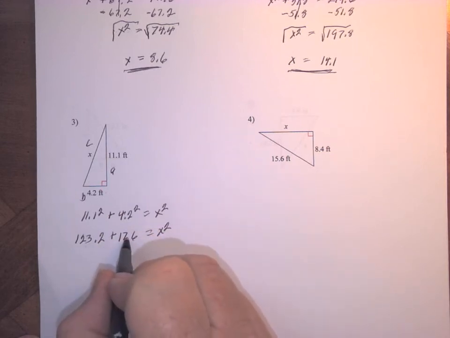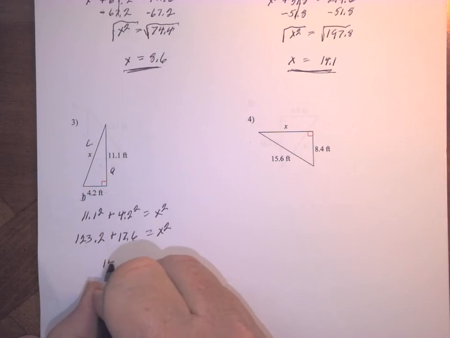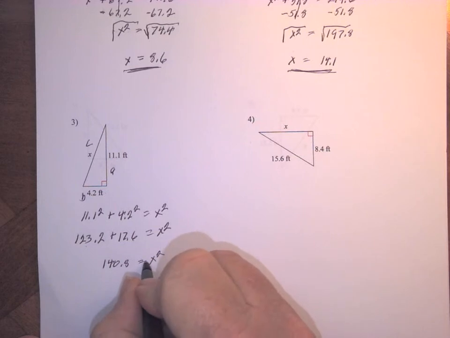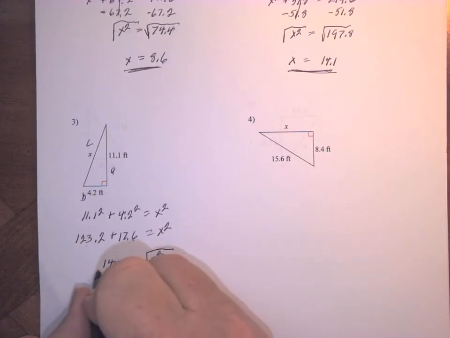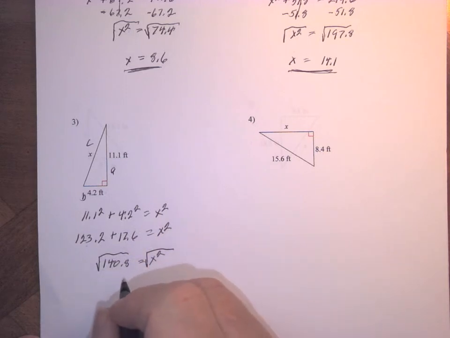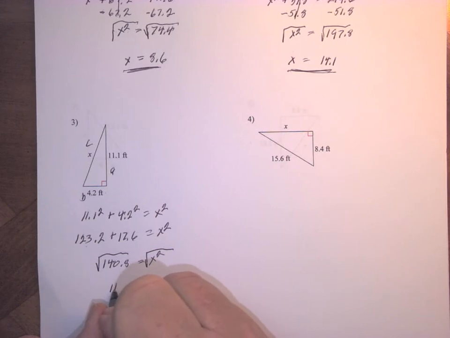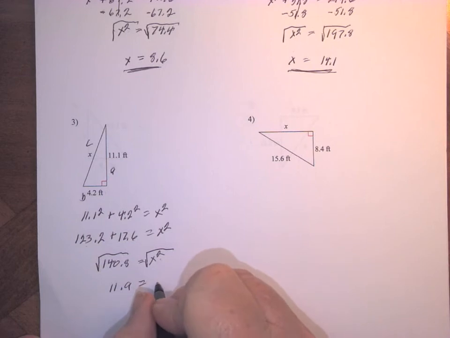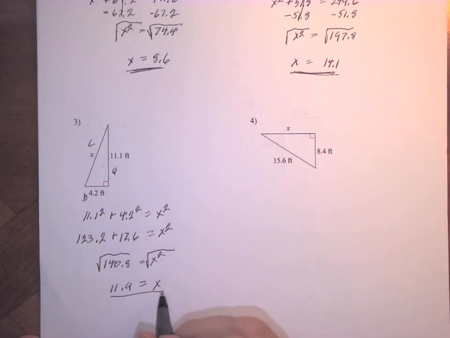And if we add these two together, we get 140.8 is equal to x squared. Again, we're going to take the square root of both sides, and the square root of 140.8 is 11.9, and the square root of x squared is x, and so we get the answer here. Okay. All right, I'm going to do number 4, and I'm leaving number 5 through 8 for you guys. So let's take a look at number 4.